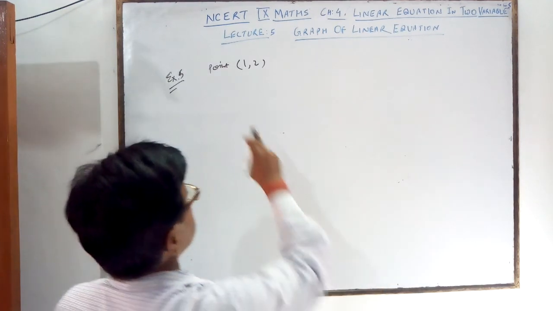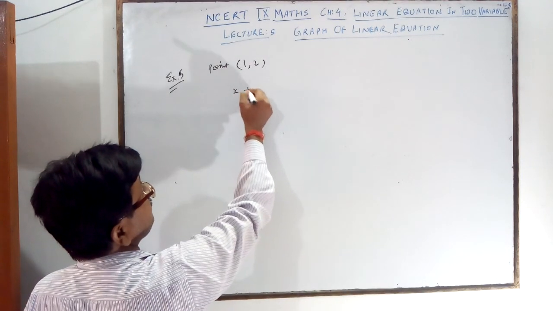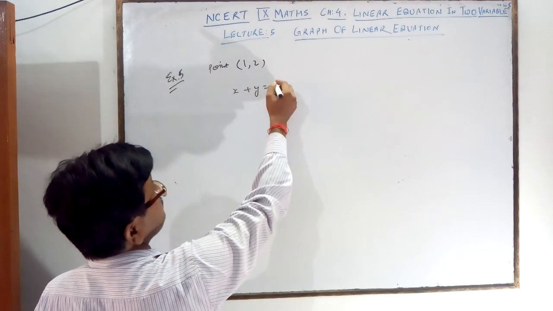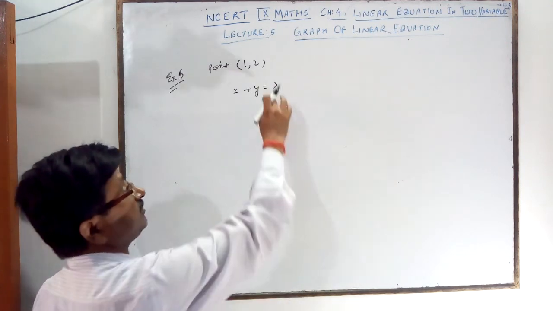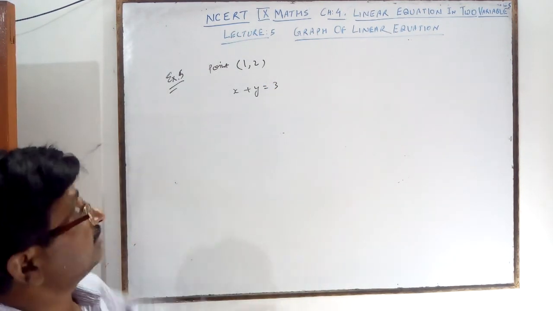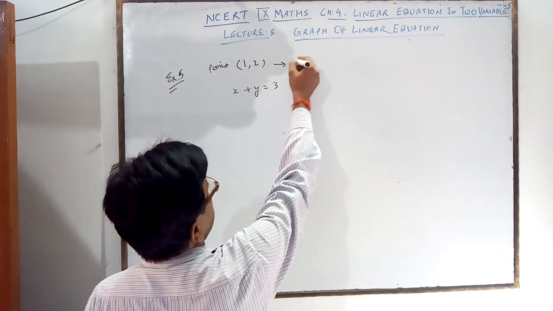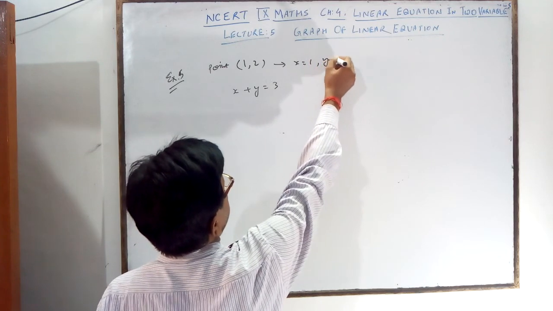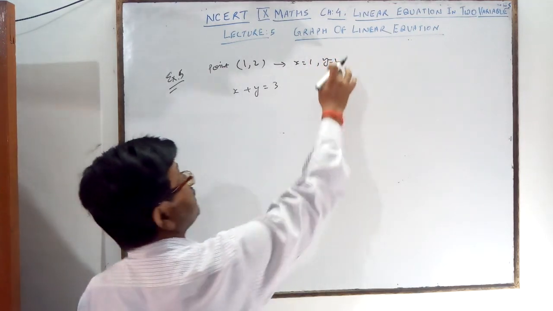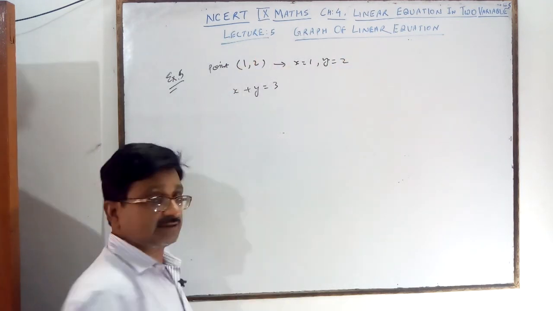Standard form ax plus by, x is 1, y is 2. So you can get x plus y is equal to 1 plus 2, that is 3. One equation you can get. You are forming it from this point. What is the meaning of this point? x equal to 1, y equal to 2. On the basis of 1 and 2 you form it.